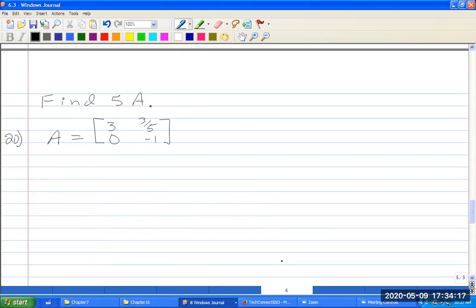5 times A is found by just multiplying each entry by 5. So 5 times 3, 15. 5 times 3/5, 3. 5 times 0, 0. Negative 5 times negative 1, 5. And that is your answer.